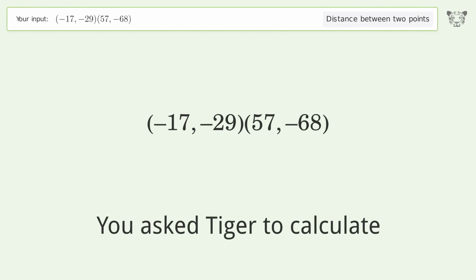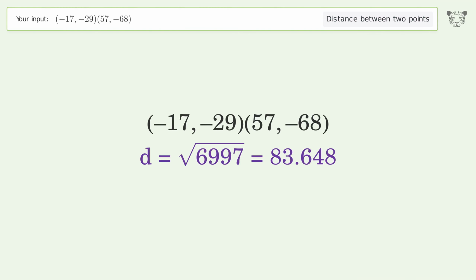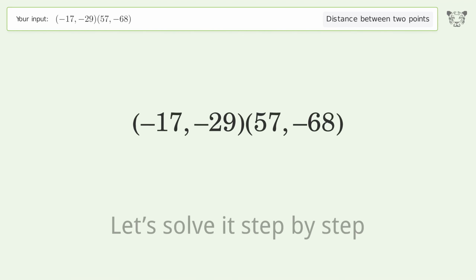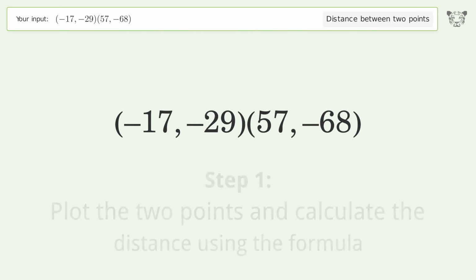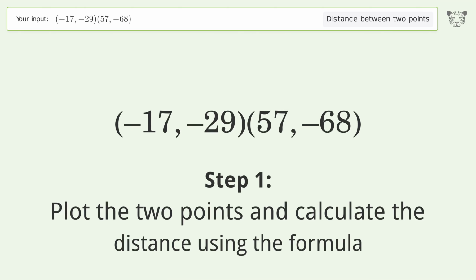You ask Tiger to calculate. This deals with the distance between 2 points. The distance between the 2 points is the square root of 6,997, or 83.648. Let's solve it step by step. Plot the 2 points and calculate the distance using the formula.